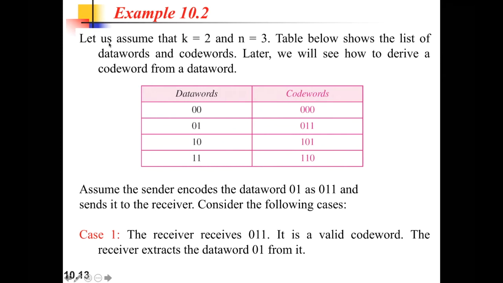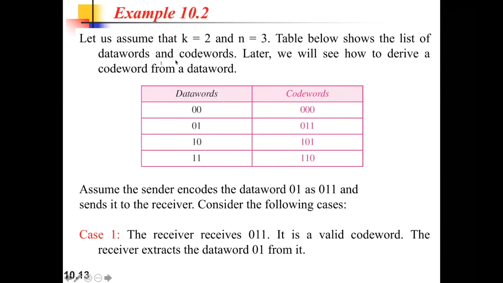First of all, let's assume, please all of you read this with me, that k equals 2 and n equals 3. That means k equals 2 is the length of your data words, and n equals 3 is the length of your code words. It also means that one redundant bit has been added, because the original length was 2 and the final length is 3. So one extra bit has been appended.